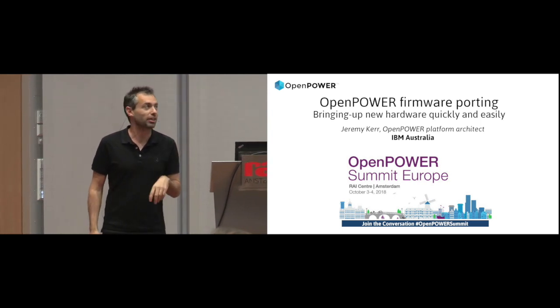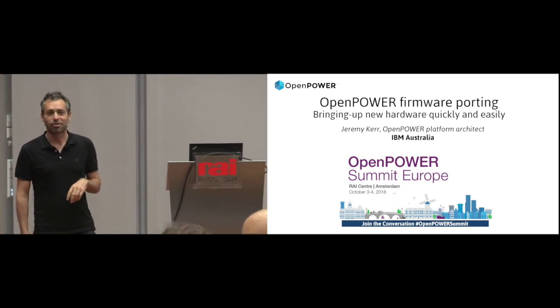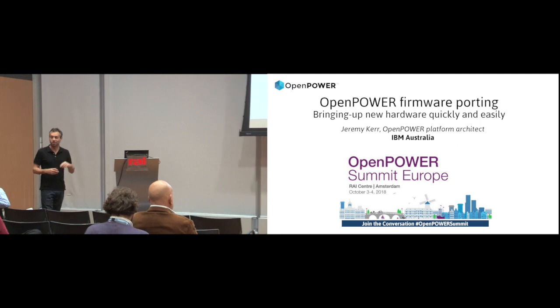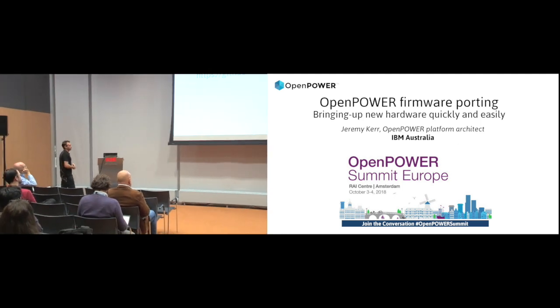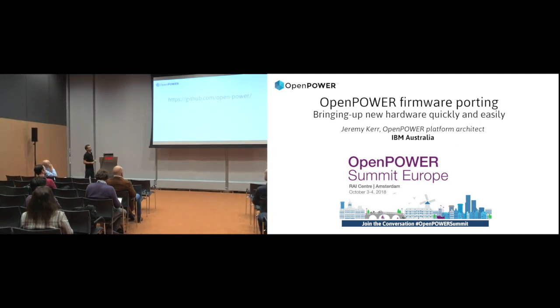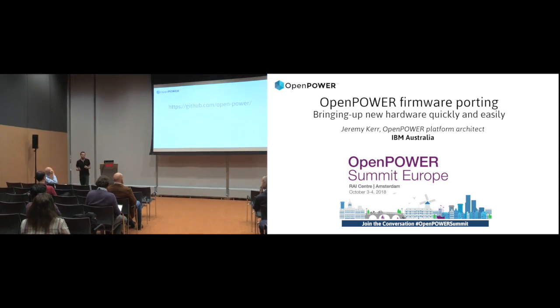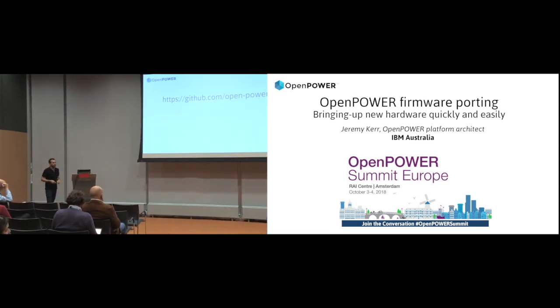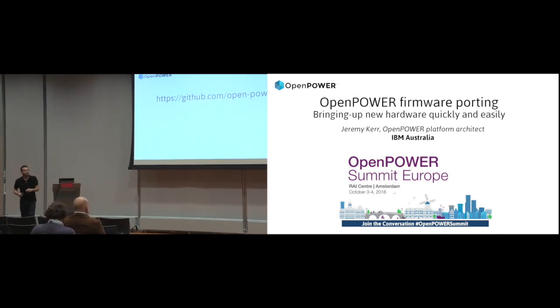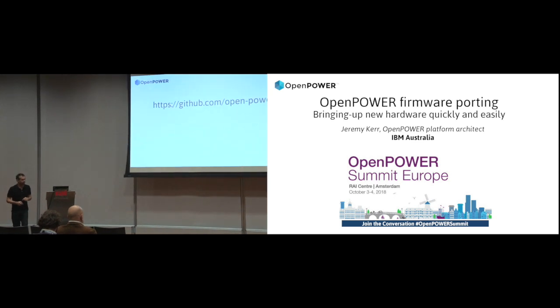I'm sure most folks are familiar already that the OpenPOWER firmware source code is all up on GitHub. The top level Open-Power project on GitHub hosts a large number of sub-repositories. I'll go into a bit of the composition of that soon, and we'll talk about some of these over the time today.